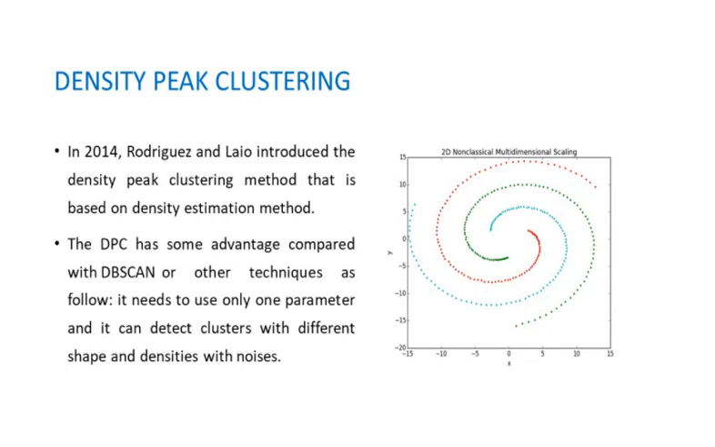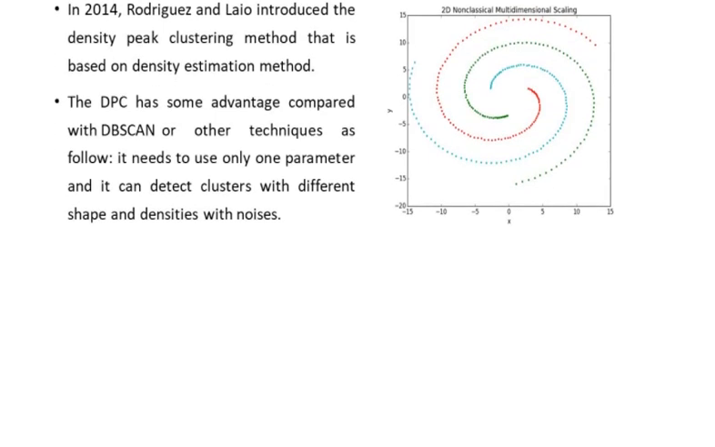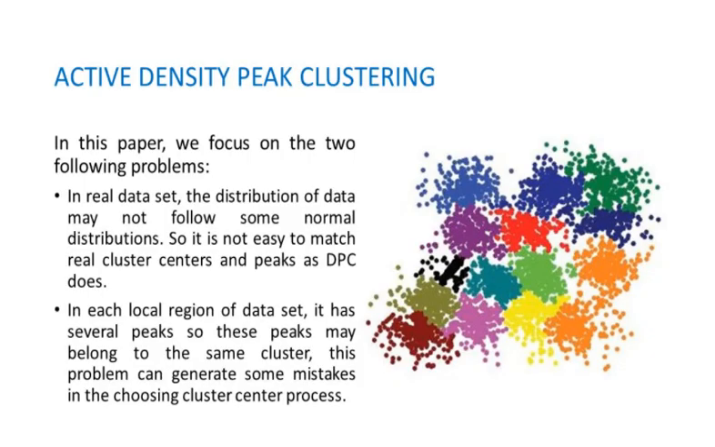In 2014, Rodriguez and Laio introduced the density peak clustering method that is based on the density estimation method. The DPC has some advantages compared with PSCAN or other techniques as follows: it needs to use only one parameter and it can detect clusters with different shapes and densities with noises. The algorithm has attracted a lot of attention in research communities, in which most works try to improve clustering quality. Several thousands of papers have cited the DPC algorithm up to date.